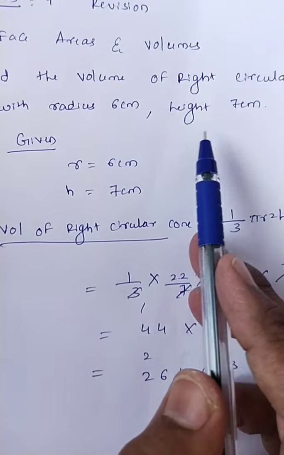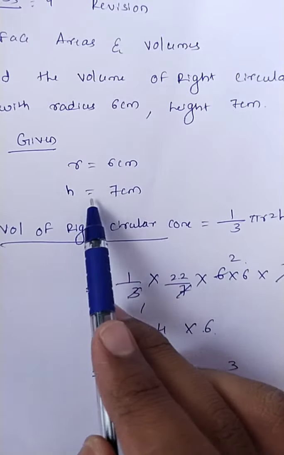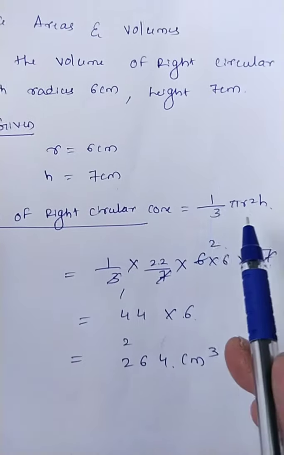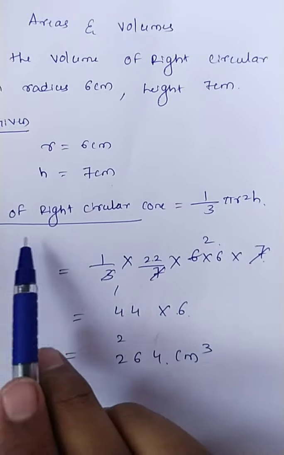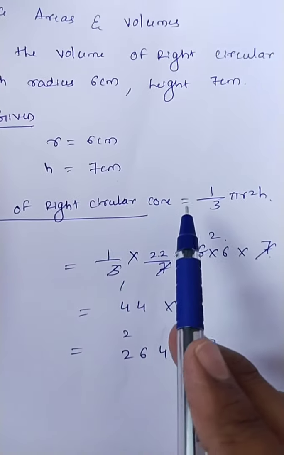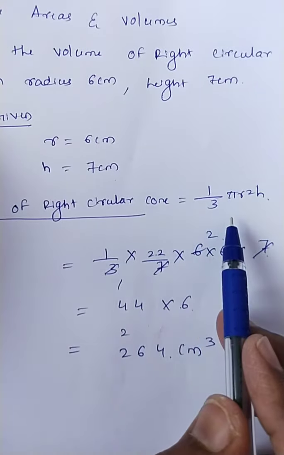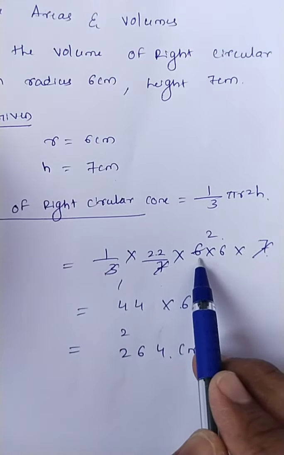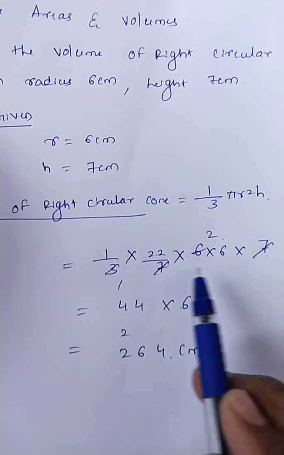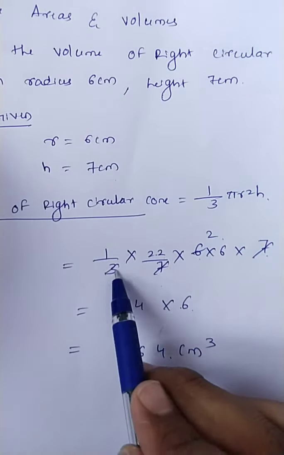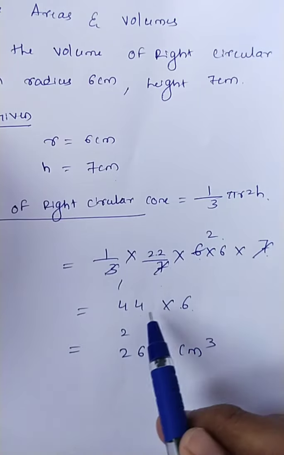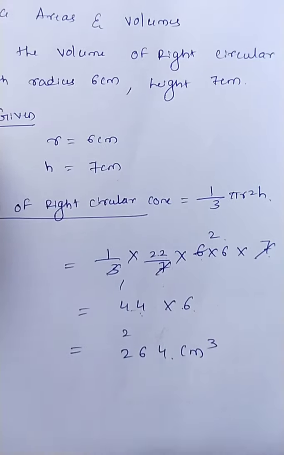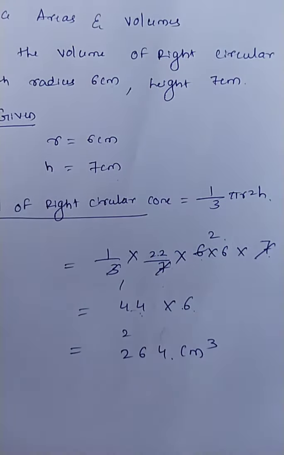Okay, so see here, find the volume of right circular cone with radius 6 centimeter and height 7 centimeter. Given r is equals to 6 centimeter and h is equals to 7 centimeter. The volume of right circular cone is given as 1 by 3 pi r square h. This is the formula to find the volume of a right circular cone. So 1 by 3 as it is, pi is 22 by 7, r square is 6 into 6, into 7. 7 ones are 7, sevens get cancelled. 3 twos are 6. So 22 into 2 is 44. 44 into 6, if I do, you are getting 264 centimeter cube.